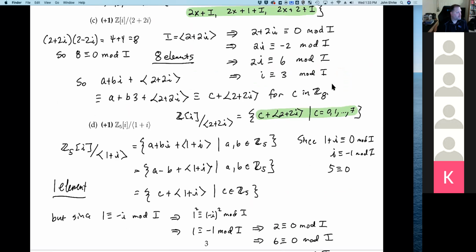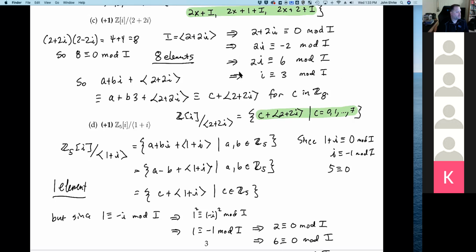On C, 2 plus 2i gets zeroed out, so 2i is equivalent to -2. The other thing to recognize here is that if you take 2 plus 2i times 2 minus 2i, if you do the conjugate multiplication here, you get 8. So 8 is also absorbed by the ideal. So 8 maps to 0, which means I can add 8 and get that i is equivalent to 3 ultimately here.